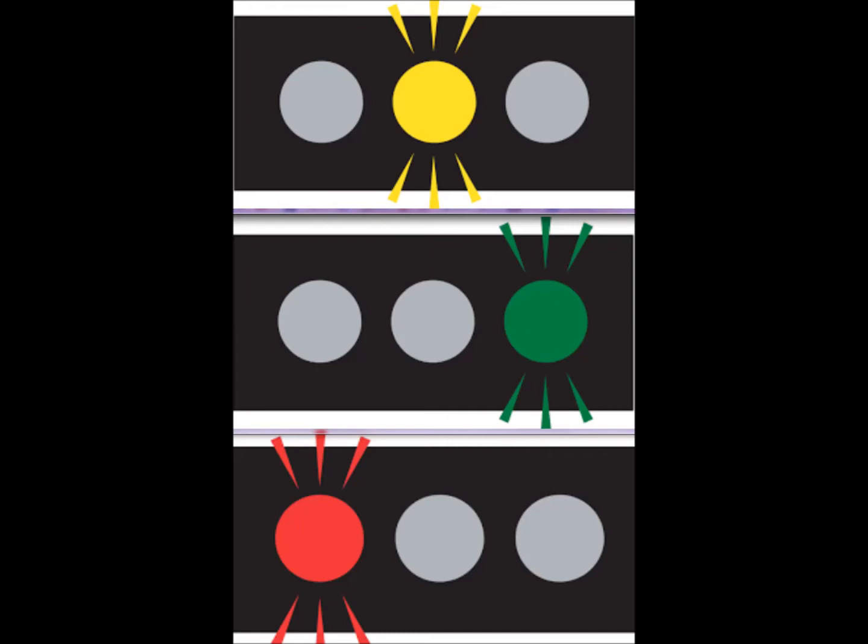Flashing yellow light. Drivers facing a flashing yellow traffic light may proceed with caution after yielding to pedestrians and other vehicles within the intersection. Flashing green light.